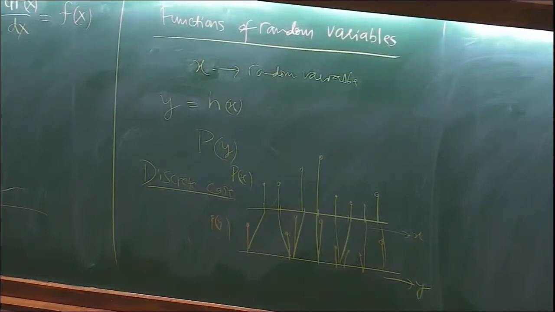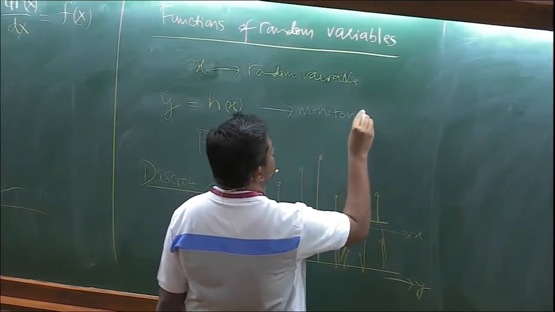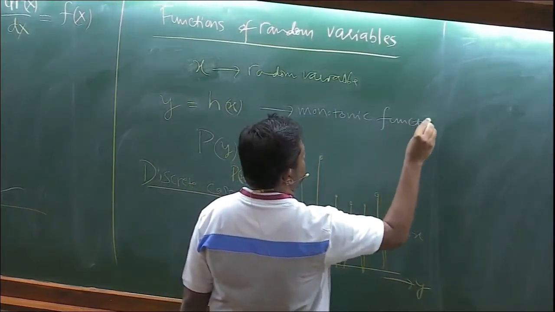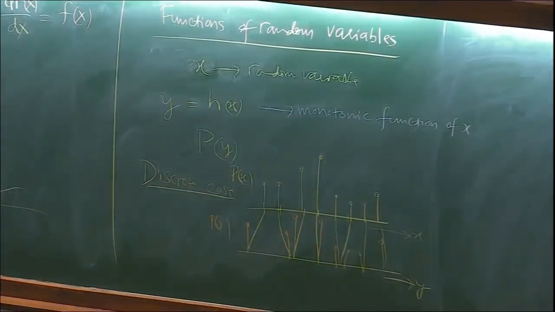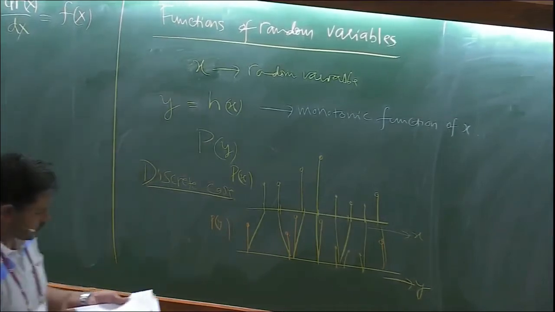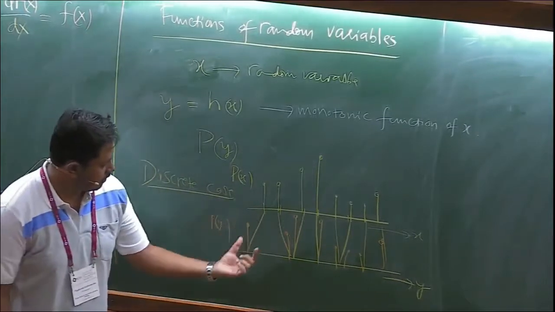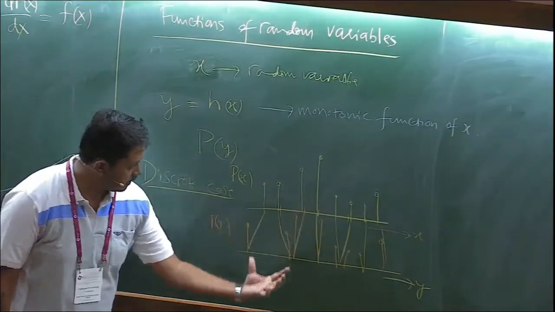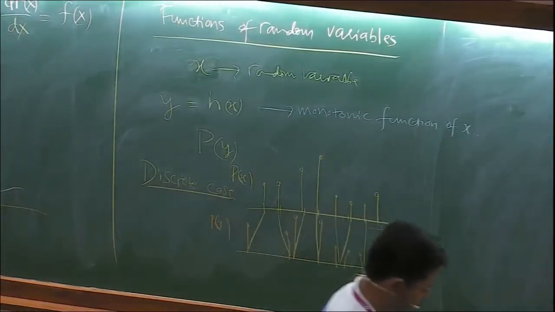Yes, y has to be a monotonic function of x. It's easiest if it's a monotonic function of x. So the only effect of the transformation in the discrete case is to just rearrange the spikes. There was a spike at the discrete values that x could take, but there is a mapping from the discrete values that x could take to the discrete values that y can take. And so the spikes just move there. The heights of the spikes are unchanged.